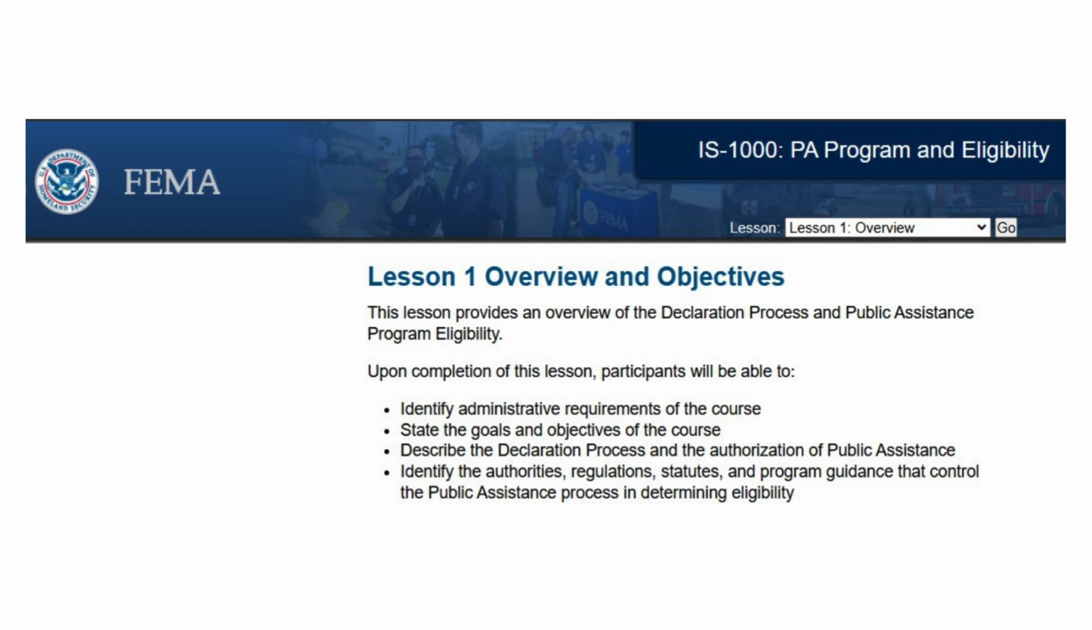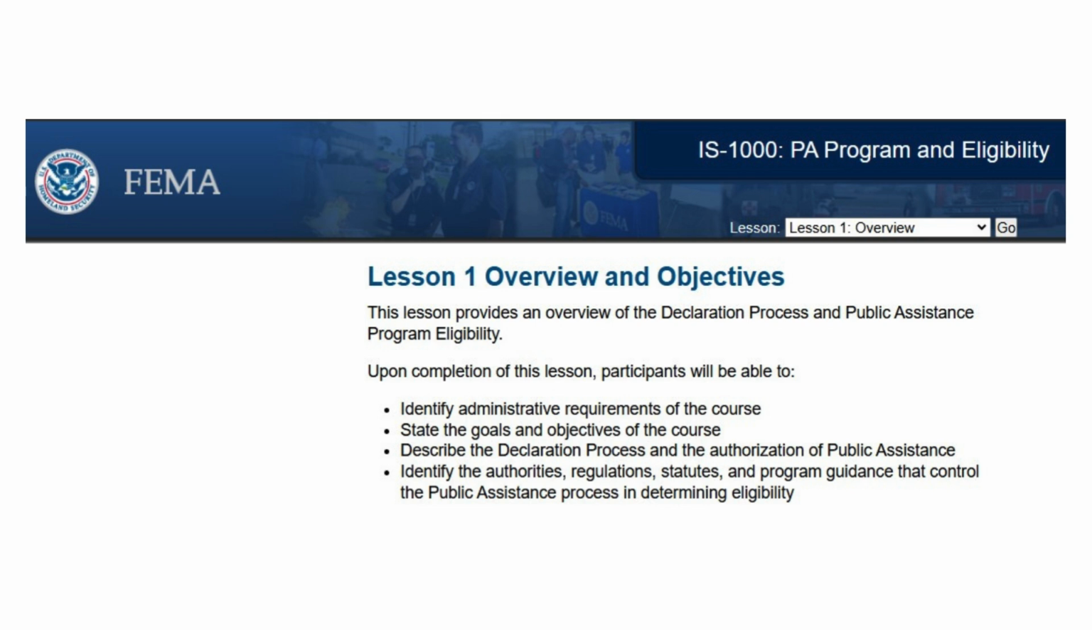So without that declaration, no PA funds are available for that event. Exactly. No declaration, no program activation for that specific incident. It's the gatekeeper, the absolute first hurdle. Wow, okay. That's fundamental. Definitely. And the final key piece in lesson one is introducing what you called the rules of the game. Yes, the framework. The authorities, regulations, statutes, and the program guidance. Basically, all the official stuff that dictates who and what is eligible for public assistance. So understanding that legal and policy foundation is non-negotiable. Absolutely critical. It defines the boundaries, the possibilities, the entire playing field for applicants. You need to know those rules.